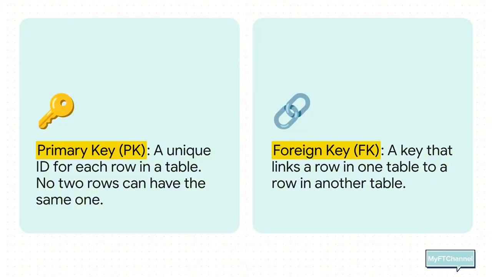Okay, so this is cool. How do we connect all these different spreadsheets together? That's where keys come in. A primary key, just think of that as a unique serial number for every single row. No two rows can ever have the same one. Then you have the foreign key. This is the magic link. It's a column in one table that points directly to the primary key in another table. It's how you connect your orders to your customers.